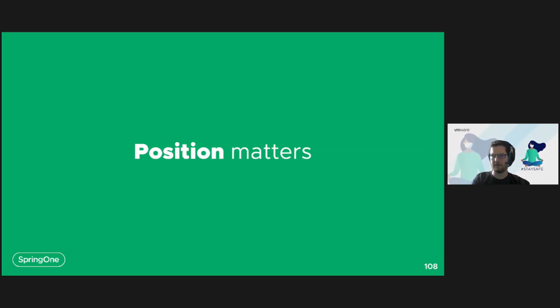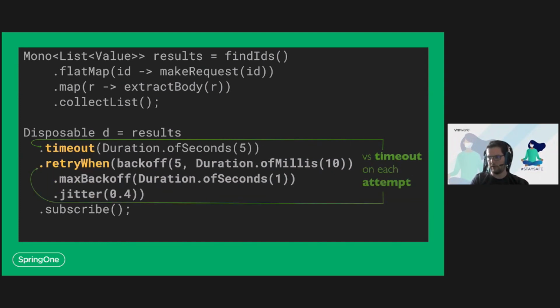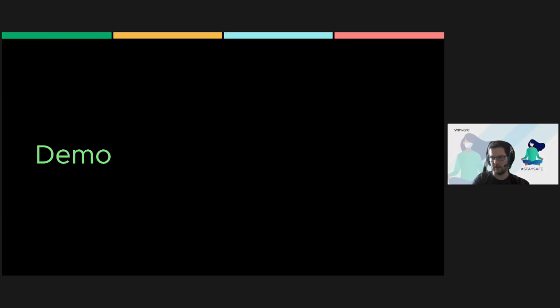So position matters when you use the operators, right? So here we do a retry with a global timeout. But if we were to reverse the 2 operators, we would get a timeout of 5 seconds on each attempt, and then up to 5 attempts at performing the request. So yeah, it can be a bit different, right? So let's see that in action.